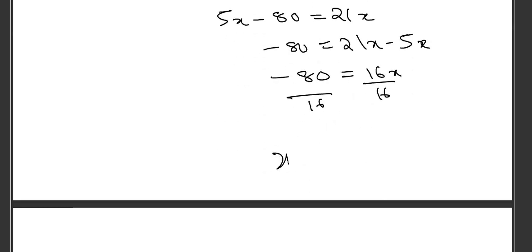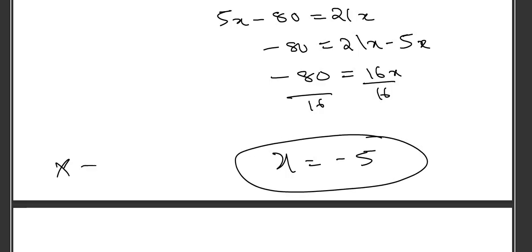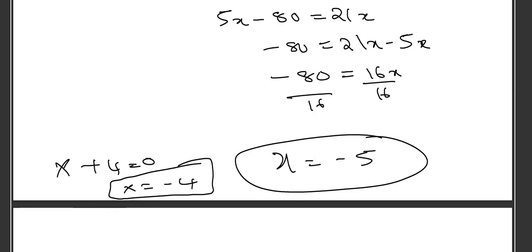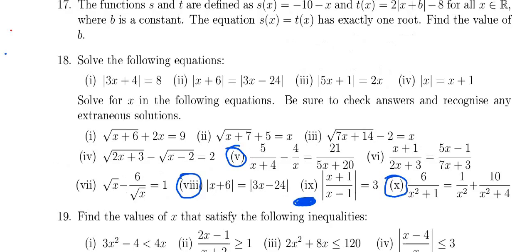So this is going to give us x is equal to negative 5. Now we already have another answer here, which is x plus 4. The one that we cancelled is negative 4, so this was also part of the answers. Now for this one there is no testing, because they said be sure to check answers and recognize any extraneous solutions.